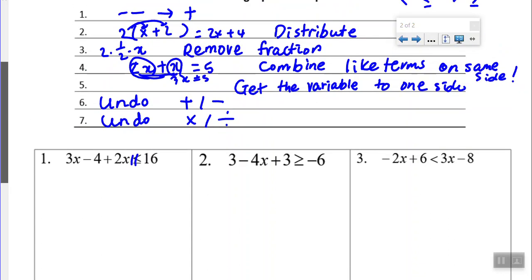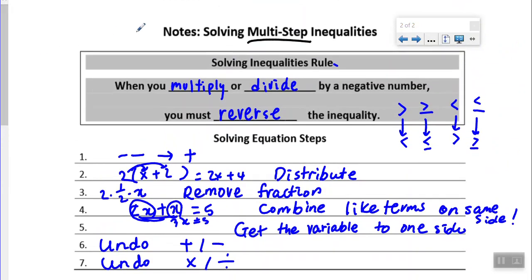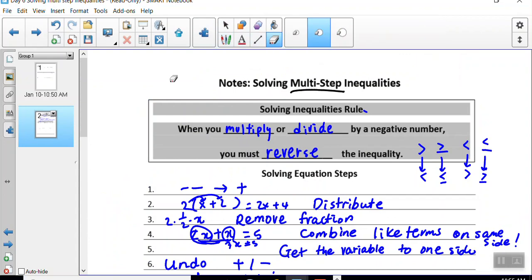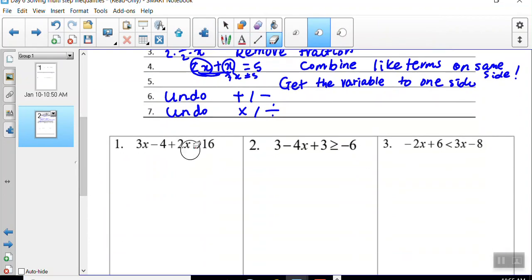And lunch will run until 12:40. So at 12:40, you need to be in your third period class. 12:40, lunch will be over.